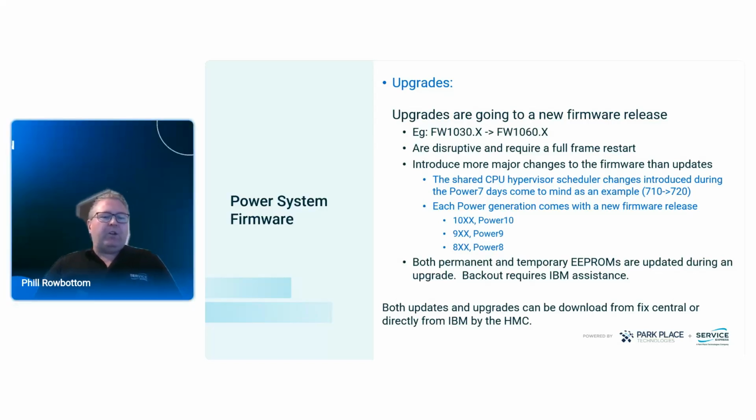And of course, each power generation does come with its own new firmware release. Generally, your Power 10s are 10XX. I haven't included Power 11 here, which is, they all start with 11. And when you do an upgrade, the permanent and the temporary sides are both updated. And if you're going to back out, you would require assistance from IBM. Again, myself, I've never, ever had to back one of these out. So hopefully I never do.